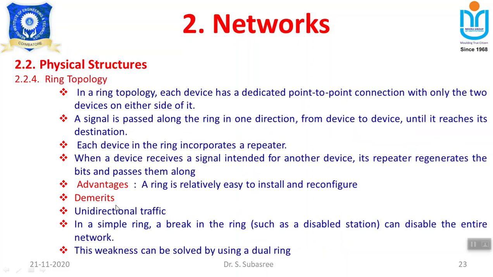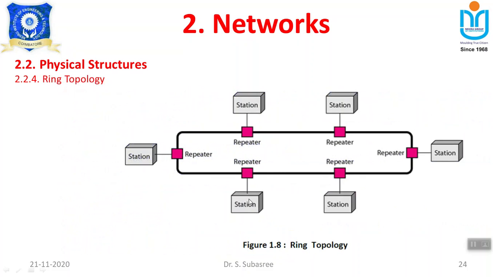When you talk about the demerits, it is unidirectional traffic, but I told you a specialized device can have both directions. That is the first drawback. In a simple ring, a break in the ring can disable the entire network. This we also know, right? If the third station is in a down state, then the entire communication will be stopped. The weakness can be solved by using a dual ring. I already told you that if it is taking too much time, then we can have a dual ring. So this is also another arrangement.